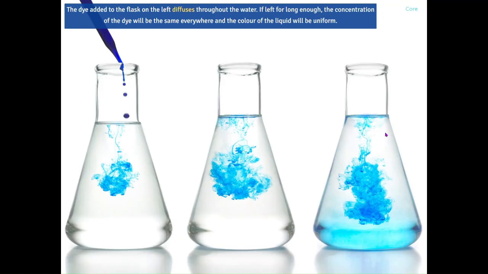And this has to do with entropy as well. Oh yeah, here's a picture of it. The dye is added to the flask on the left and diffuses, it spreads out throughout the water. If it's left long enough, the concentration of dye will be the same everywhere. That would be equilibrium, and the color of the liquid will be uniform, right? So diffusion takes time. Different things can diffuse at different speeds, right? I'm going to ask you a question about that in a second. But diffusion is the spreading out of highly concentrated areas until you reach equilibrium.